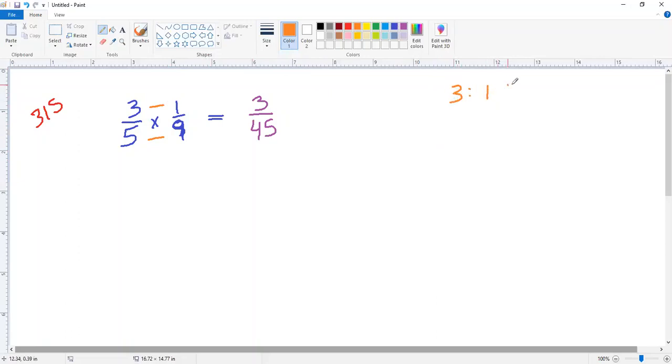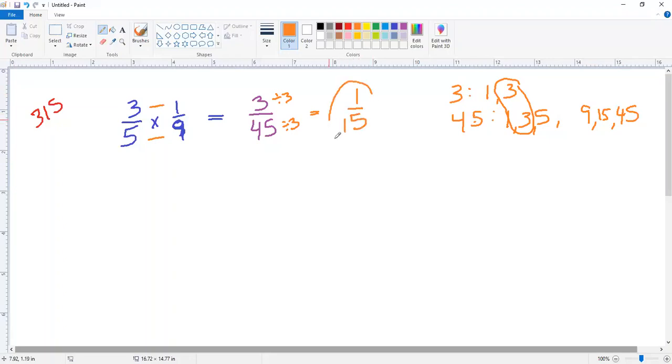So 3 only has two factors, 1 and 3. 45 has 1 and 45, 5 and 9. What else does it have? 3 and 15, and it might have more, but that's what I have for now. So we can see that they both have 3 in common, so we can divide both of them by 3, and we get 1 over 15.